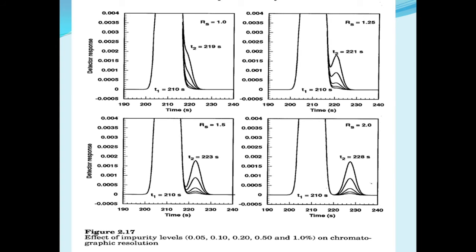However, if the separation is only slight, that is, the resolution is less than 2, then the detectability of the secondary component becomes a function of its concentration. As the resolution approaches a value of 1, impurities present at 0.5% or less are indistinguishable from the peak tail.